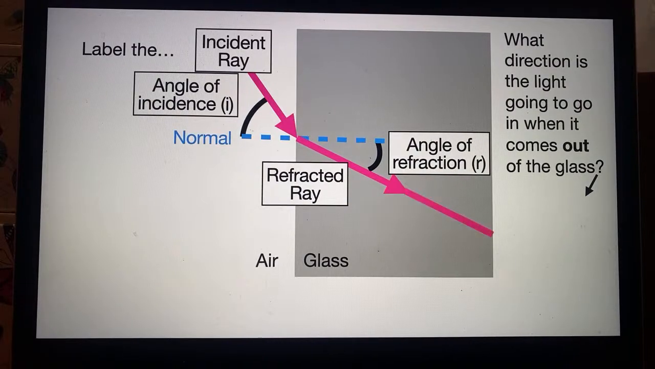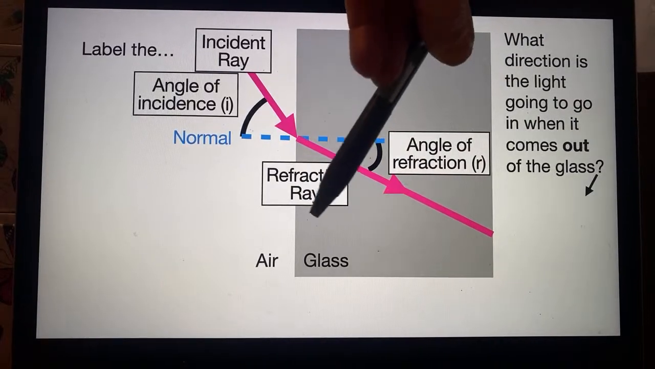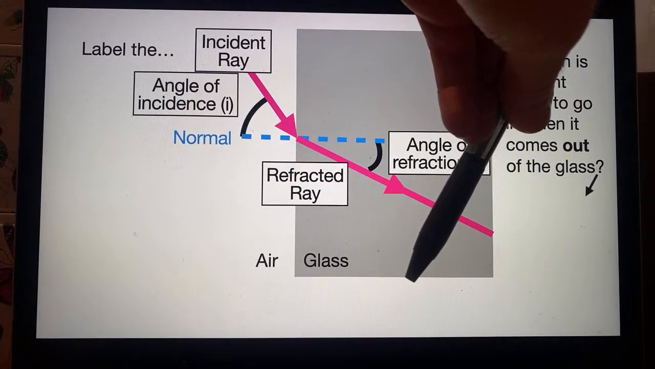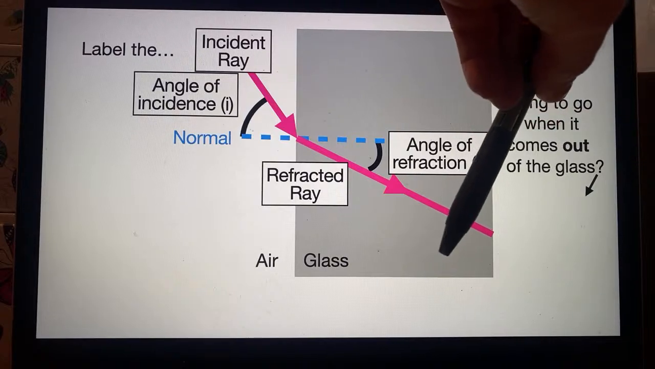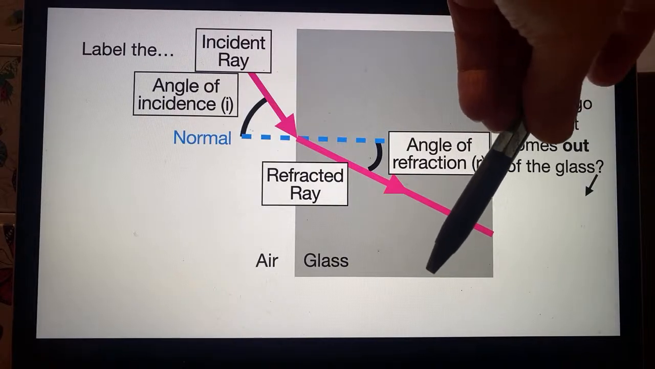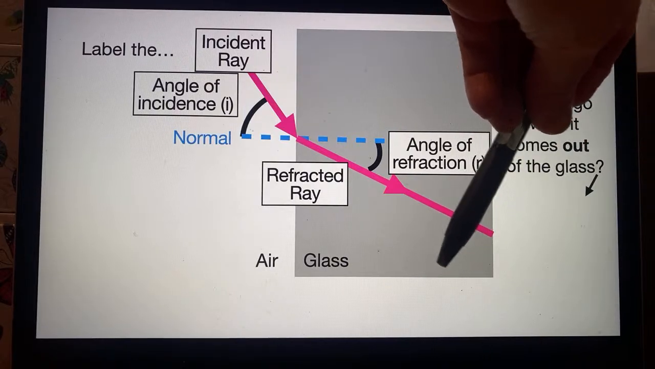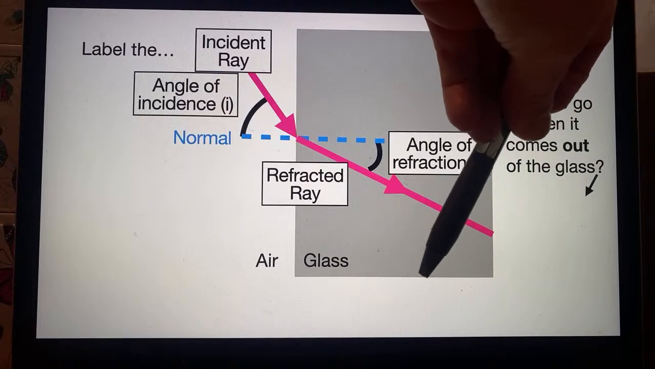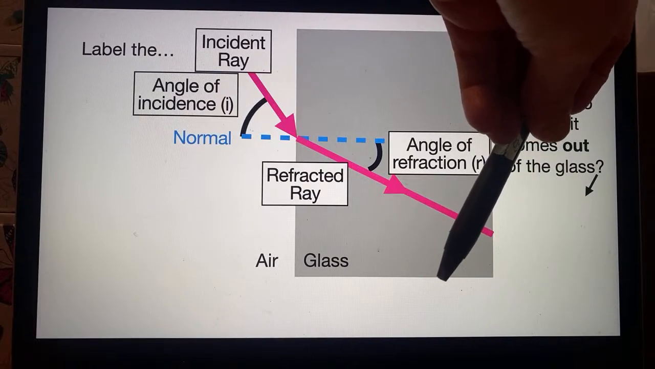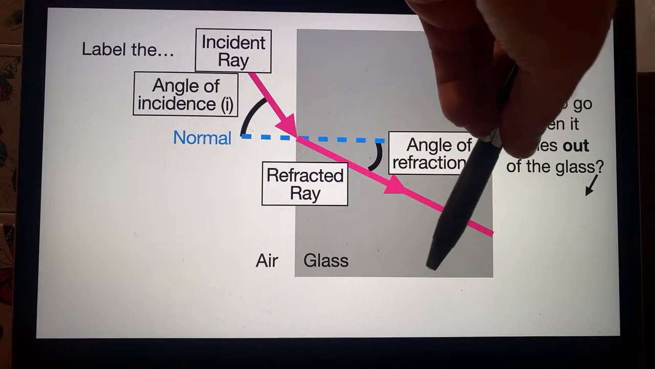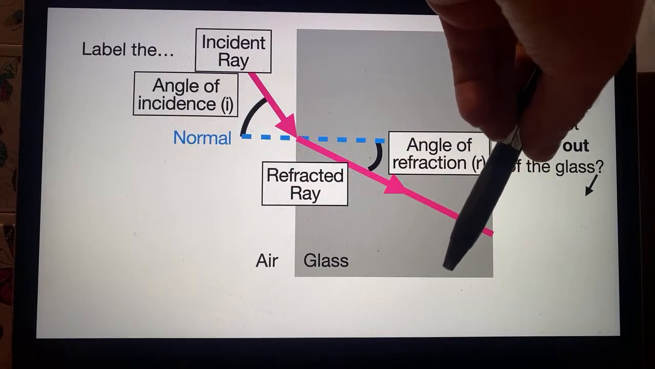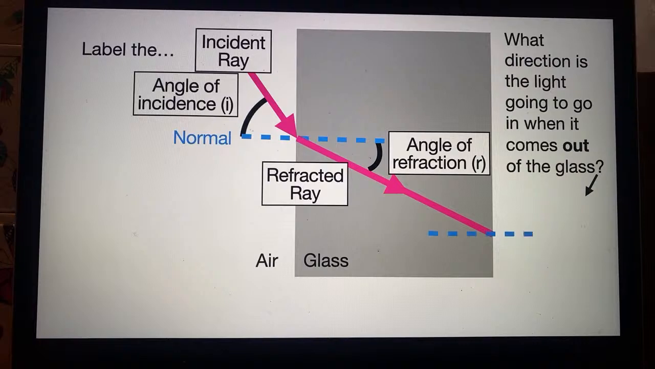Where's that light going to go? Well, it's going to continue, and then what's going to happen? Just get your pen out. We're traveling along, traveling along, traveling along. What's going to happen? It's the top of the pen, the bit I'm holding, which is going to come out into the air first. So that part is going to speed up, and if that bit's speeding up, it's going to bend downwards again.